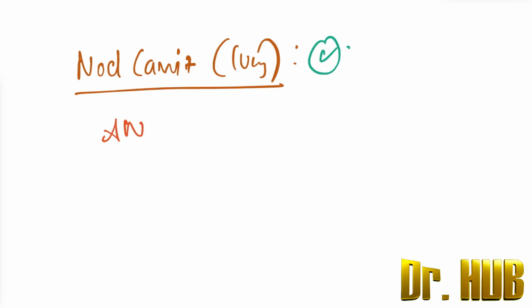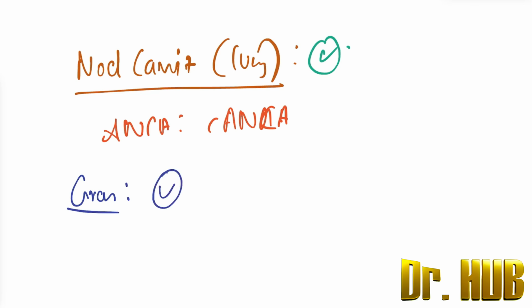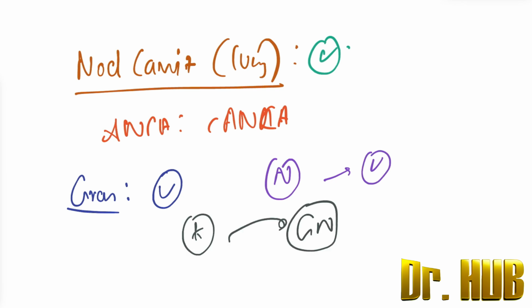And what about ANCA? It is CANCA which is mainly present. In microscopic polyangiitis it was PANCA, and in granulomatosis with polyangiitis it is CANCA. Now, what about the granuloma? The granuloma here is present. Then when you look at the necrosis, it is also present. Looking at the kidney, it shows glomerulonephritis, similar to microscopic polyangiitis.